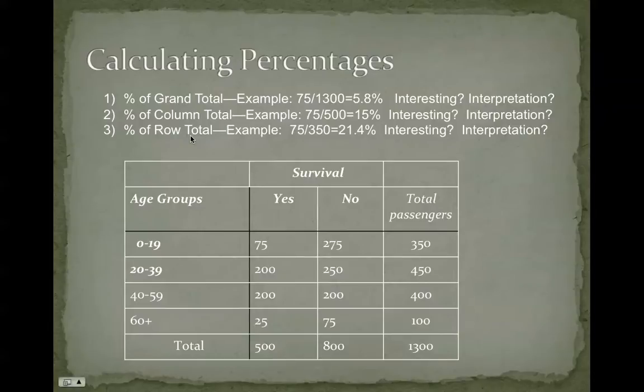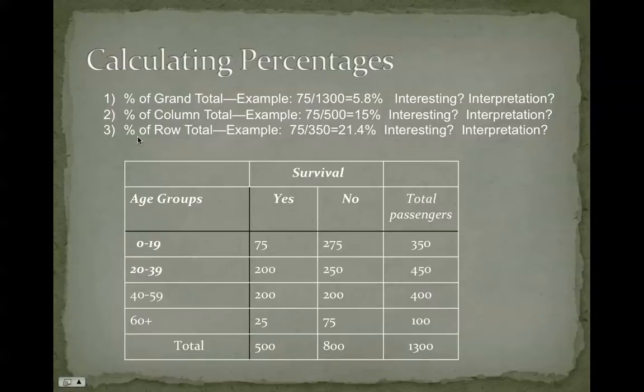The next percentage I have an example of is percent of column total. So again, using 0 to 19 age group and survived, which is 75 people, the percent of column total is 75 out of 500. And it's 500 because this is the column total, 500. So 75 divided by 500. So now I have 15% who were 0 to 19 and survived. Is that interesting? I think it might be. We'll know more when we do all of the percentages.